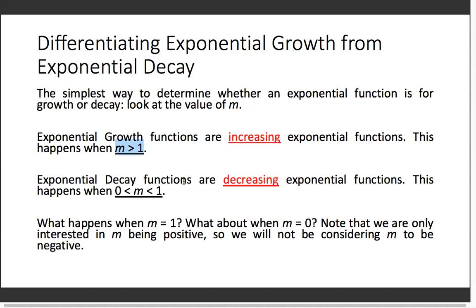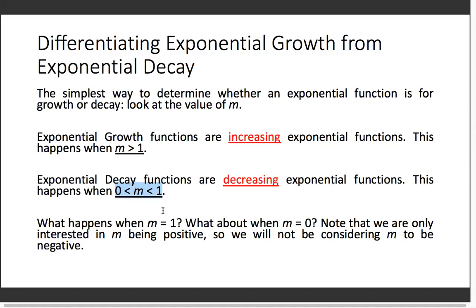It is, on the other hand, an exponential decay if the value for m is between 0 and 1, which means it's a proper fraction. A proper fraction is defined as a fraction where the numerator is lower than the denominator. I'm sorry, it confuses me sometimes. So it's proper if the numerator is lower than the denominator.